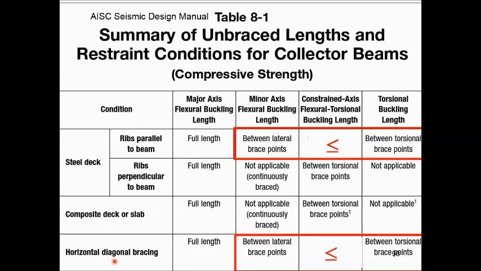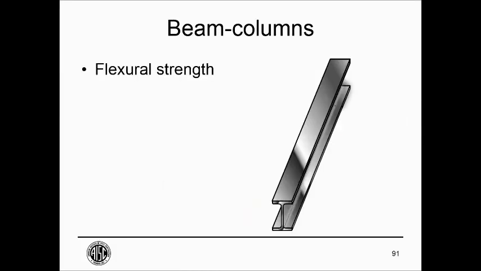So for horizontal diaphragms, if you have torsional bracing at each of those points and lateral bracing, you can always just use the lateral, the minor axis unbraced length. And for these two cases, if you don't feel like doing the constrained axis flexural-torsional buckling, you can always approximate that by using the minor axis flexural buckling strength. The constrained axis flexural buckling strength is always going to be greater than the minor axis flexural buckling strength. So a lot of engineers just ignore this mode and use the minor axis to represent it.